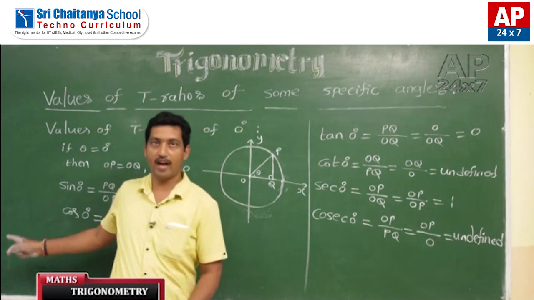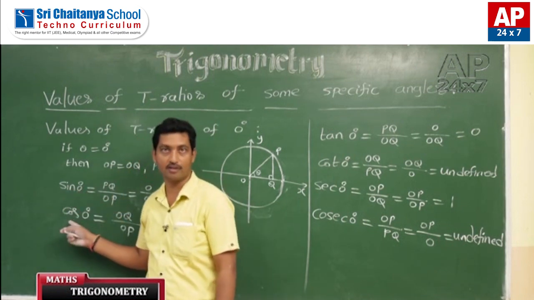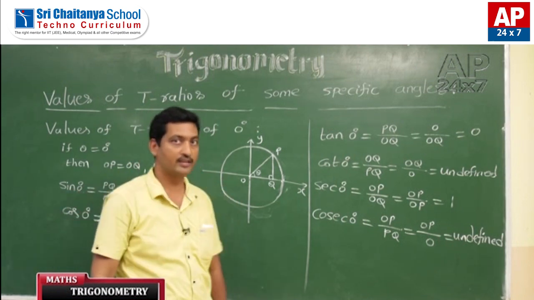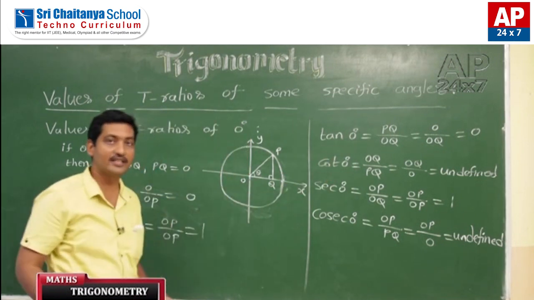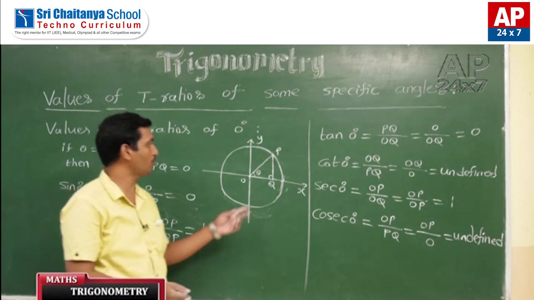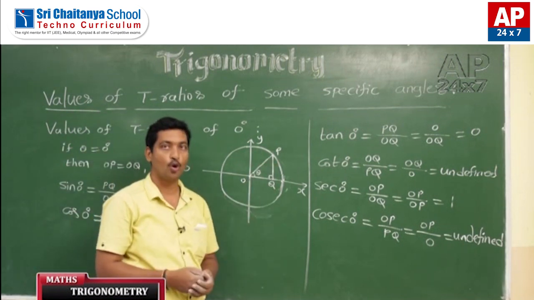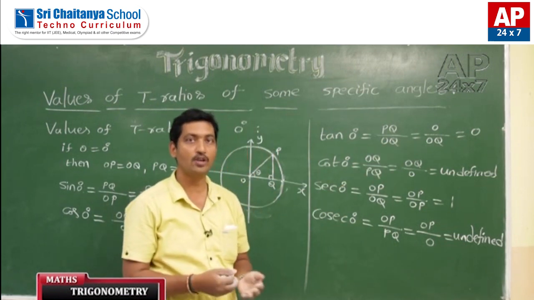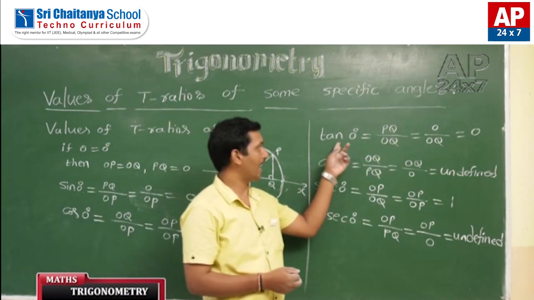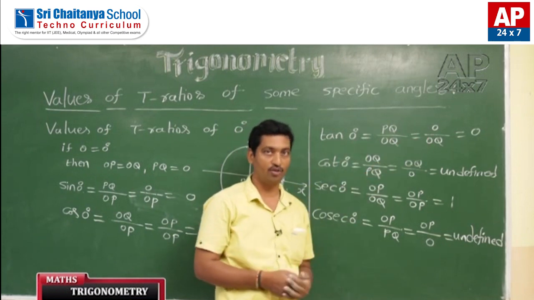Did you understand the values of sine 0 degrees and cos 0 degrees, children? Now, let us see the remaining. Tan 0 degrees. Tan theta is equal to PQ by OQ. What is PQ? 0. 0 by OQ equals 0. Therefore, tan 0 degrees is equal to 0.